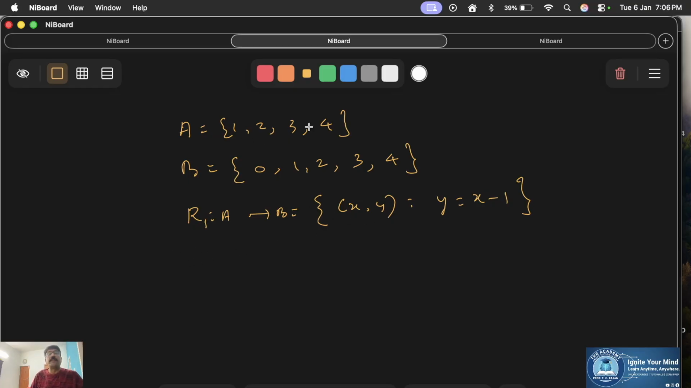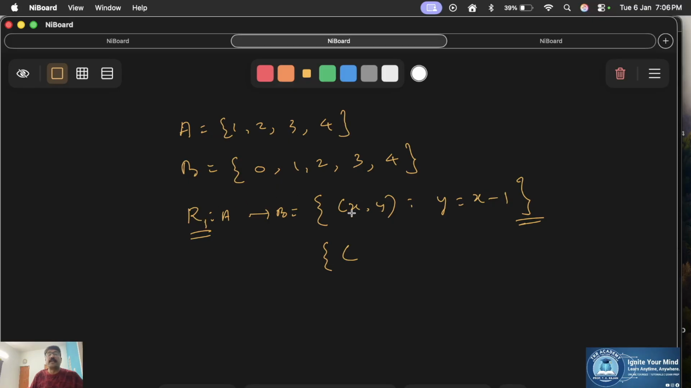Now see if every element has an image in B, and whether any element repeatedly comes in the first position, that means whether it has more than one image in B. Now if you write the tabular form of this R1, the roster form, this given is a set builder form. When you write this in the tabular form, what are the elements of these relations?